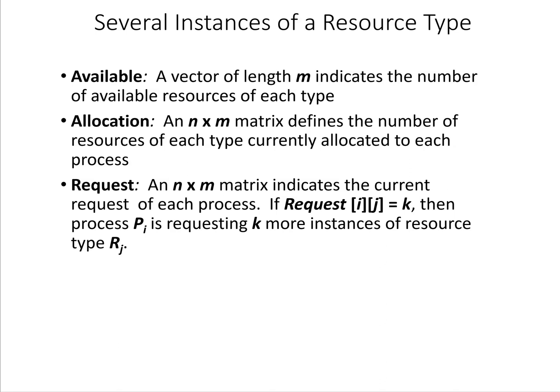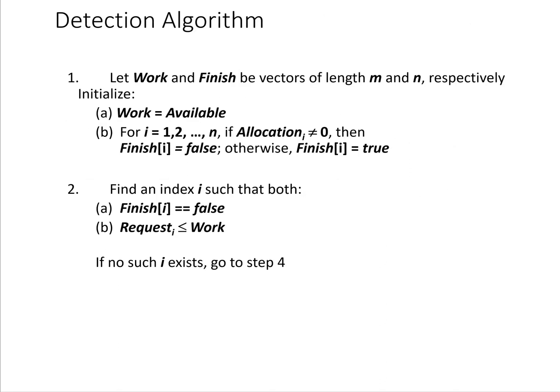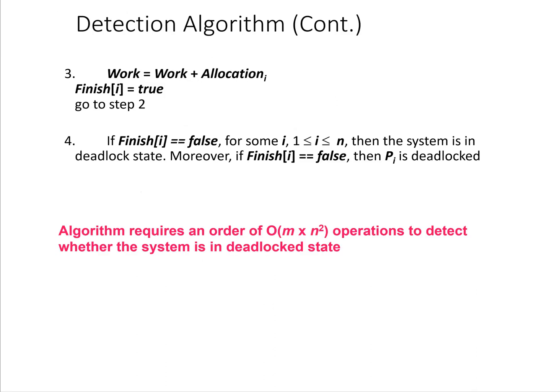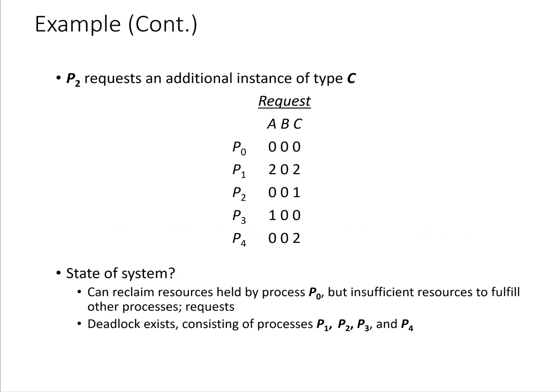There are several instances of a resource type. There's an Available vector of available instances, an Allocation matrix that defines the number of resources allocated, and a Request matrix, which is the number of requests waiting. We let Work and Finish be vectors, with Work initialized to Available. And for each process, we set Finish to false if it's allocated resources. Otherwise, we set it to true. So anyway, this is a very expensive algorithm to run, potentially.